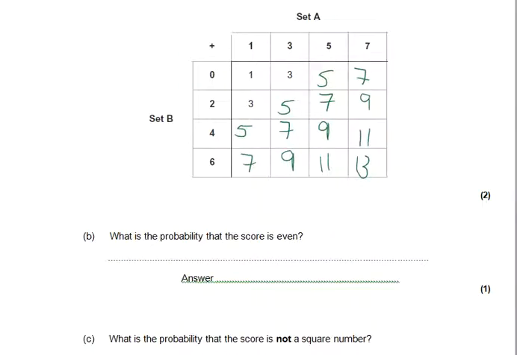Okay, then it says what's the probability of it being even? Well, from this table we've got no even numbers, so the probability is 0.